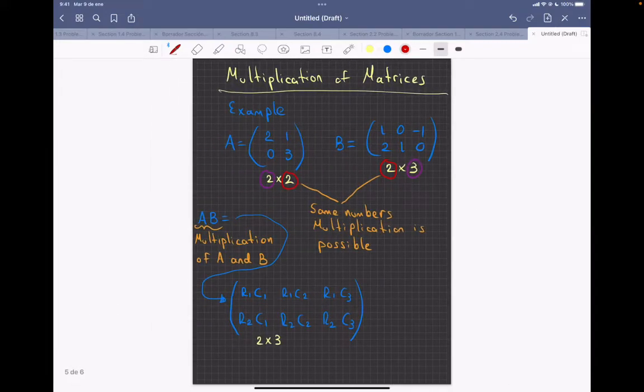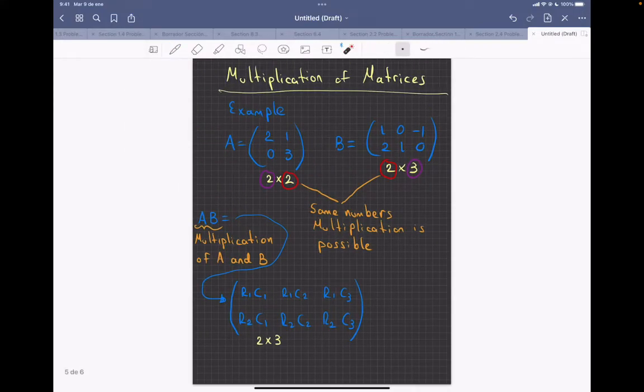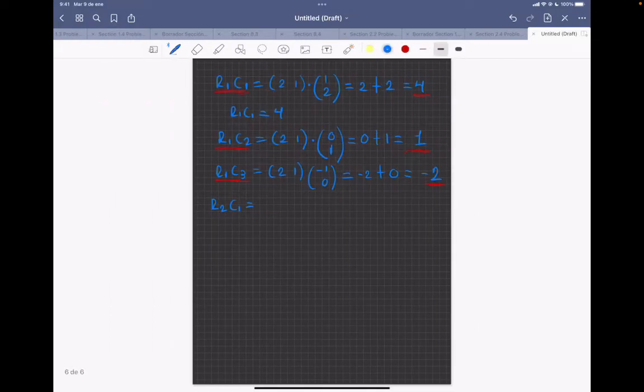Now the other entries, row 2, column 1, row 2, column 2. Row 2, column 1 is row 2 in the first matrix, 0, 3, times column 1 in the second one, that is 1, 2. And again, first element times the first element plus second element times second element. So we have 0 times 1 is 0, plus 3 times 2 is 6. So we have here 6.